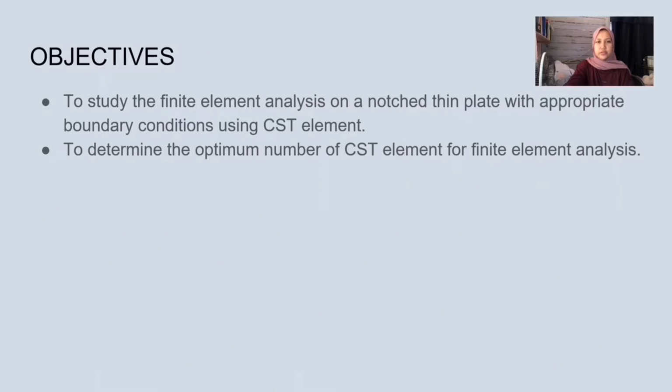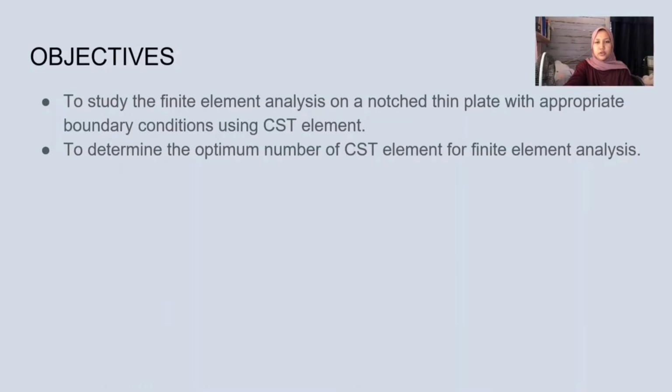We move to the objectives of the study. First, we aim to study the finite element analysis on a notched thin plate with appropriate boundary conditions using CST elements, where we will compare the outcomes of the analysis using ANSYS software and Octave software. Next is to determine the optimum number of CST elements for finite element analysis, where we would do multiple ANSYS software analyses and get the optimum number of elements for the CST after getting a converging result.